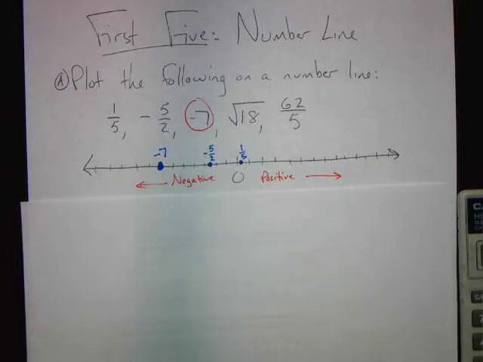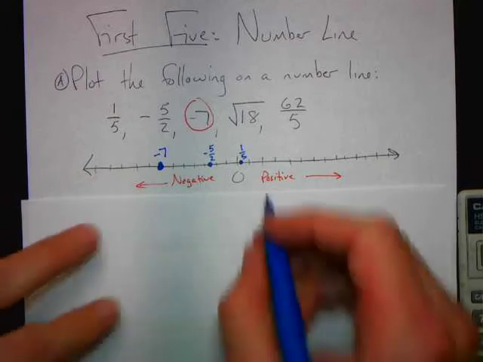So we already graphed negative 7. Well, what about the square root of 18? There are 2 ways you can do this. You can do this with a calculator. You can do it without a calculator. If you understand square roots, you know what they ask. They ask a question: what times itself gives you this number? Well, 1 times 1 equals 1. 2 times 2 equals 4. 3 times 3 equals 9. 4 times 4 equals 16. And 5 times 5 equals 25.